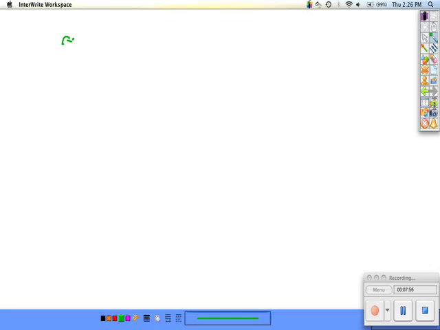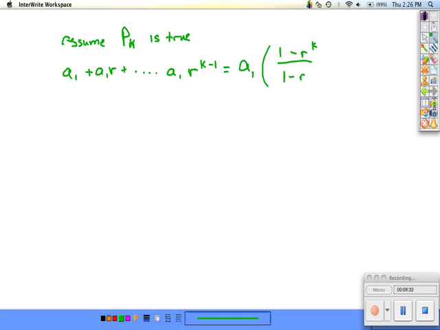So this becomes a sub 1 plus a sub 1 r plus and so on, plus a sub 1 r to the k minus 1. We're going to assume that this is equal to a sub 1 times 1 minus r to the k over 1 minus r. Now our task becomes show P sub k plus 1 is true.